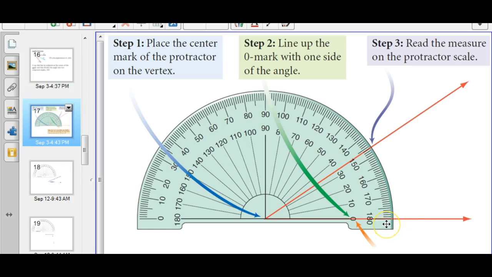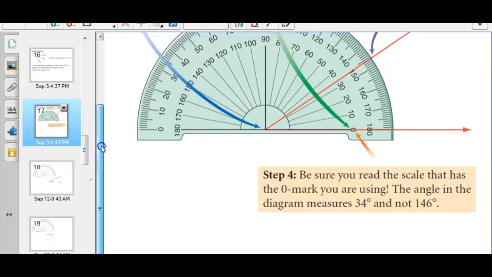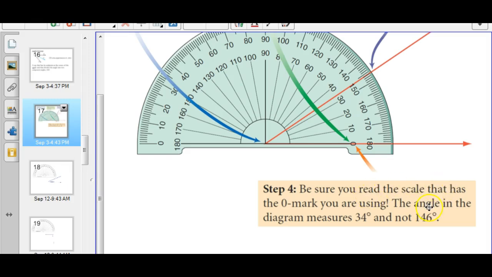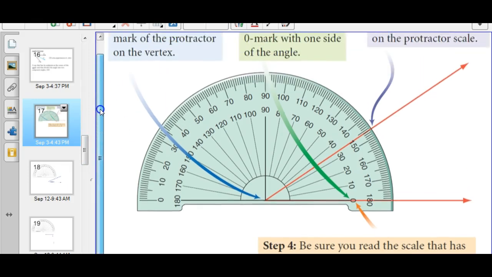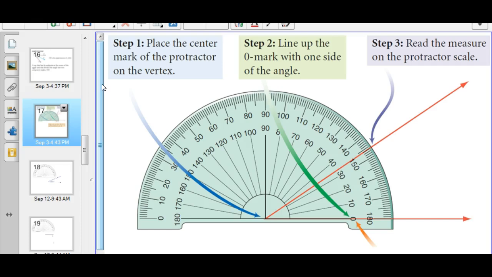The third step would be to then see where the other side of the angle measures on the protractor. One important thing to keep in mind, and it didn't fit on the page, is when you're reading the scale, notice since 0's on this side, I'm reading up to 34. If I had used the left side of my protractor, then I'd be using the top scale of numbers. So you can get protractors from me in my classroom if you don't have one of your own, but you will need one for this assignment.